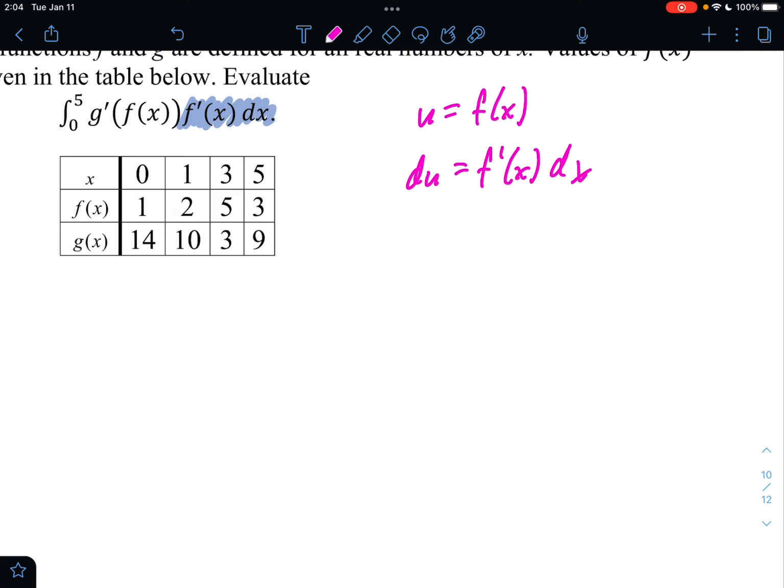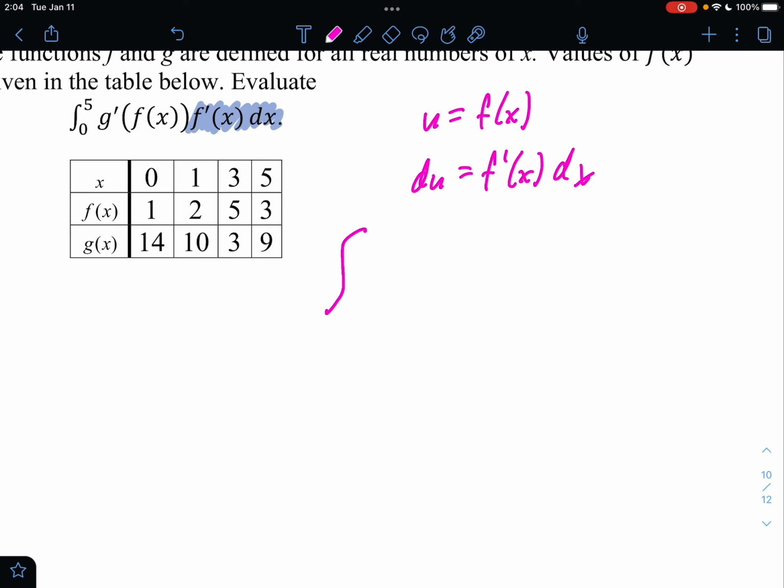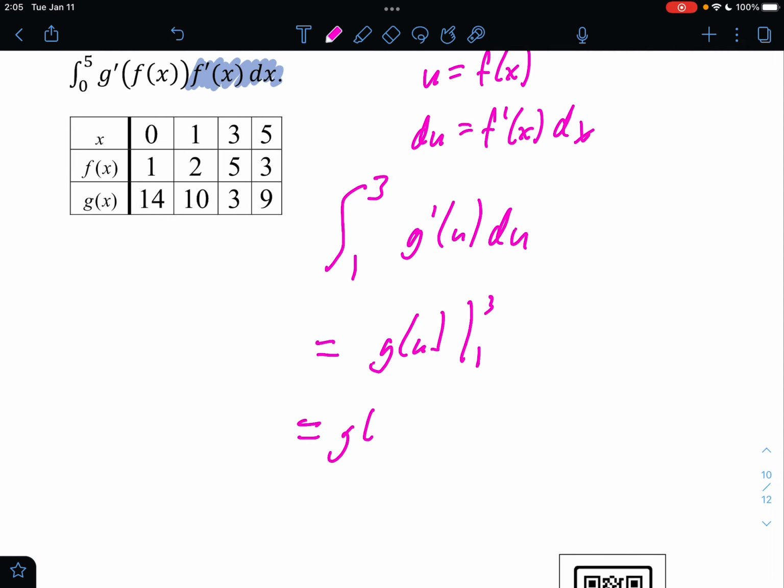So now my new integral becomes the integral, we're not going to worry about the bounds yet, we'll get there in a second, of g prime of u du. The bounds: if you put 0 into here, f of 0 would be 1. If you put 5 into here, f of 5 would be 3, so our new bounds are 1 to 3. Taking the antiderivative of g prime, we get g from 1 to 3. So finally, using the fundamental theorem, we get g of 3 minus g of 1.